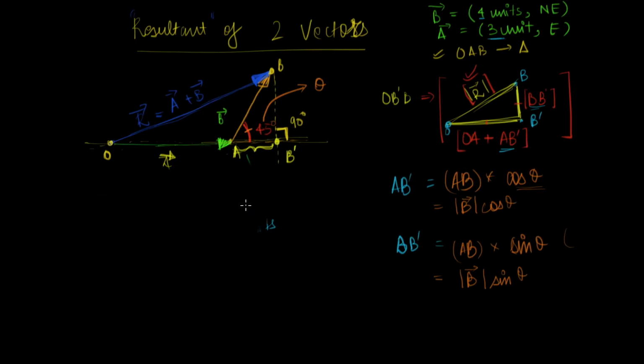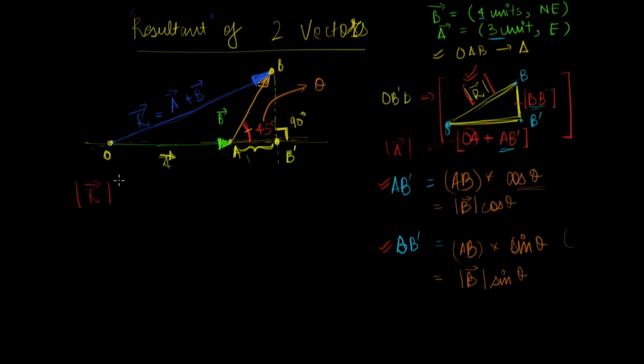So let me just get rid of this for the moment. Therefore, now we are in a better position. Why? Because we know AB prime, we know BB prime, and we also know OA. OA is the magnitude of the A vector. So we have all the identities. Therefore, we can figure out what the value of our vector's modulus would be.